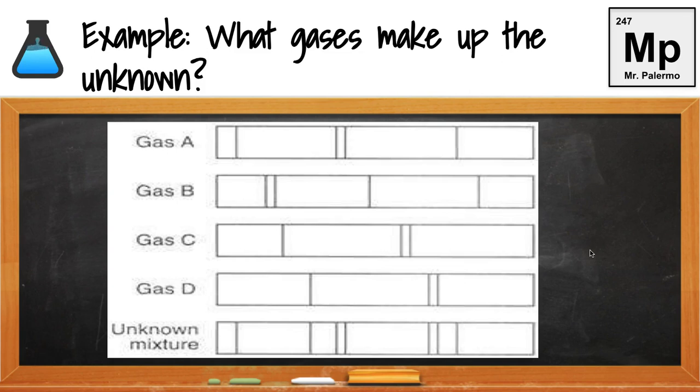So for example, if you were asked what gases make up this unknown mixture, out of these four gases, which one, if any, are in here? Well, if any of the gases are in this unknown mixture, all of the bright line spectra of that gas are going to be in that mixture.